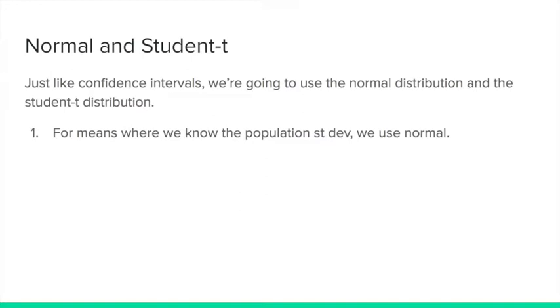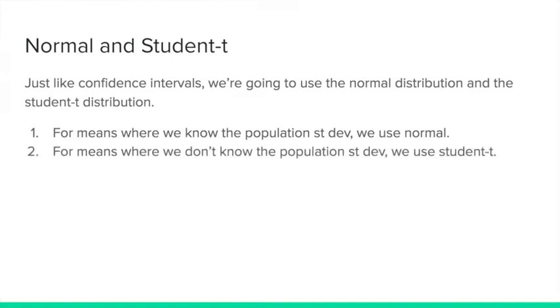So again, just like in Chapter 8, if we are talking about a mean and we know the population standard deviation, we use the normal. Okay, so we're going to use z-scores and one of the normal tests in the calculator. For means where we don't know the population standard deviation, we're going to use the student t distribution. Okay, this is going to be a t-test in the calculator.